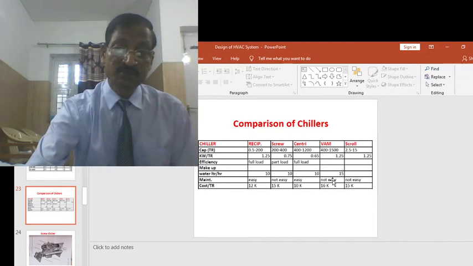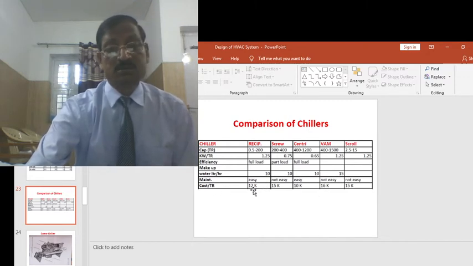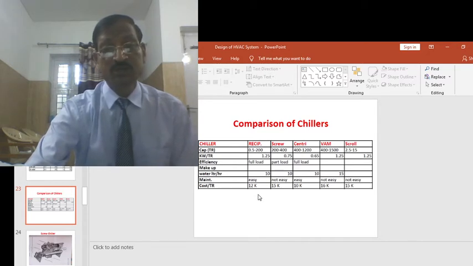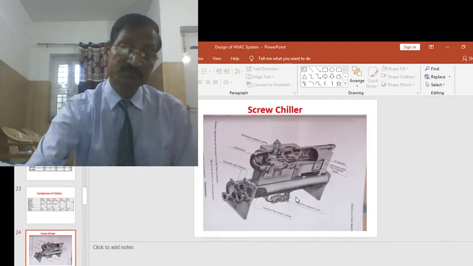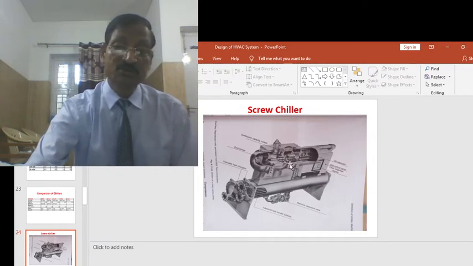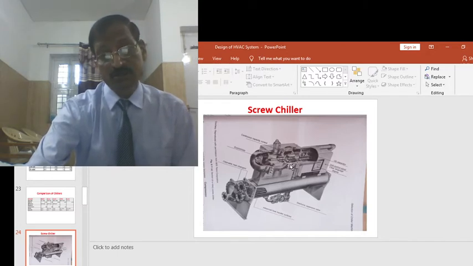This is the water consumption. Cost per ton: there is a tentative cost for reciprocating 12,000 per ton, for screw 15,000 per ton, for centrifugal 10,000 per ton. So these are the rough costs per ton of chillers. This is one view of the screw chiller. It is mono screw or twin screw. It may be a single compressor or double compressor, with a loading and unloading device, the condenser and the evaporator.